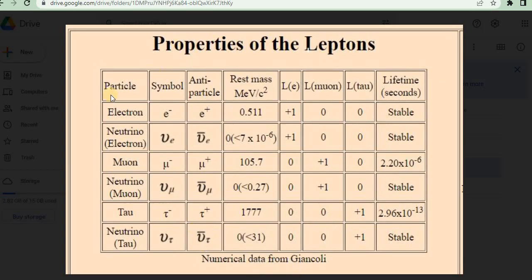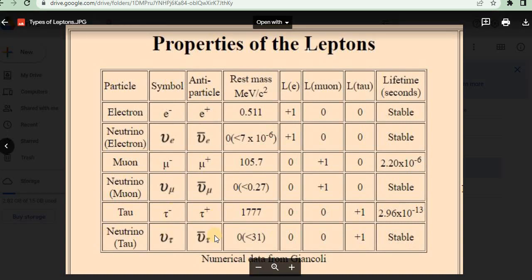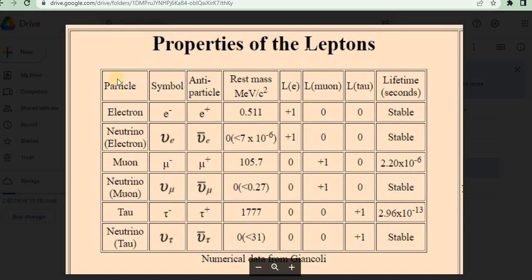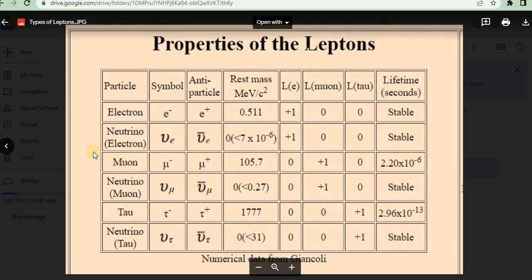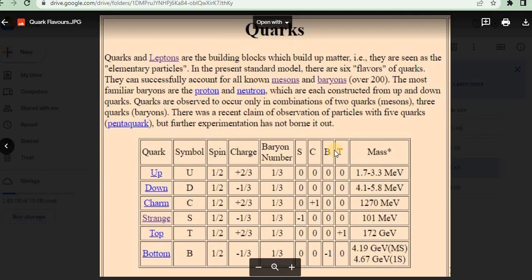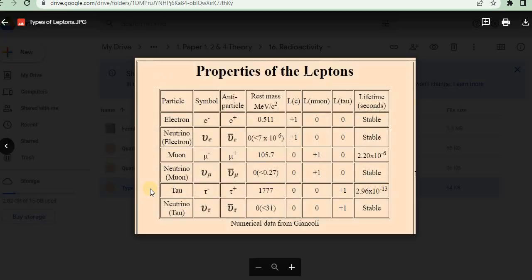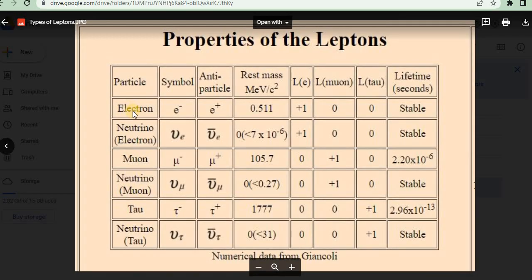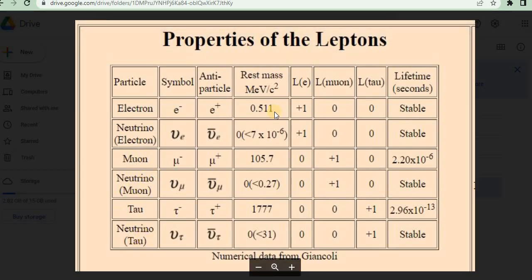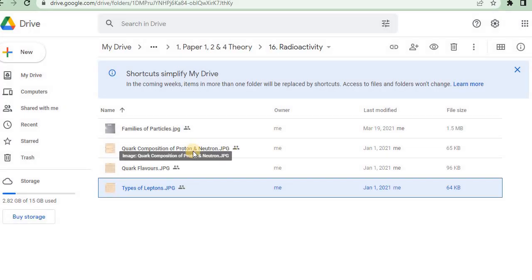Now in this table, you have to know the first 3 columns only. For Cambridge AS and A-level physics students, only the first 3 columns are needed. The rest you can forget, but Edexcel students have to know these other things also. So now we have learned the types of quarks and types of leptons. Easy to remember: electron, muon, tau and their neutrinos, with these symbols. Remember the first 3 columns, because in the exam papers they can ask you.